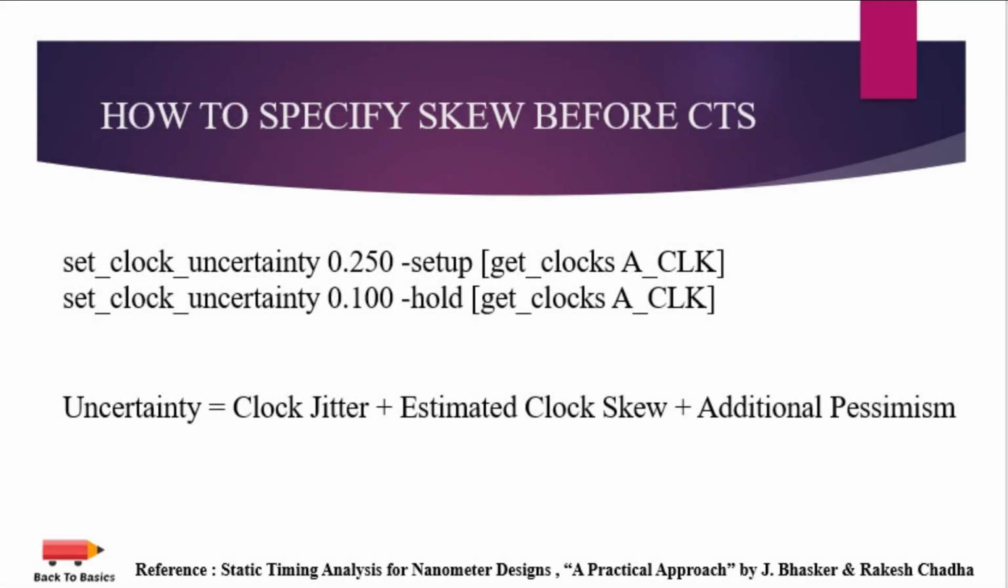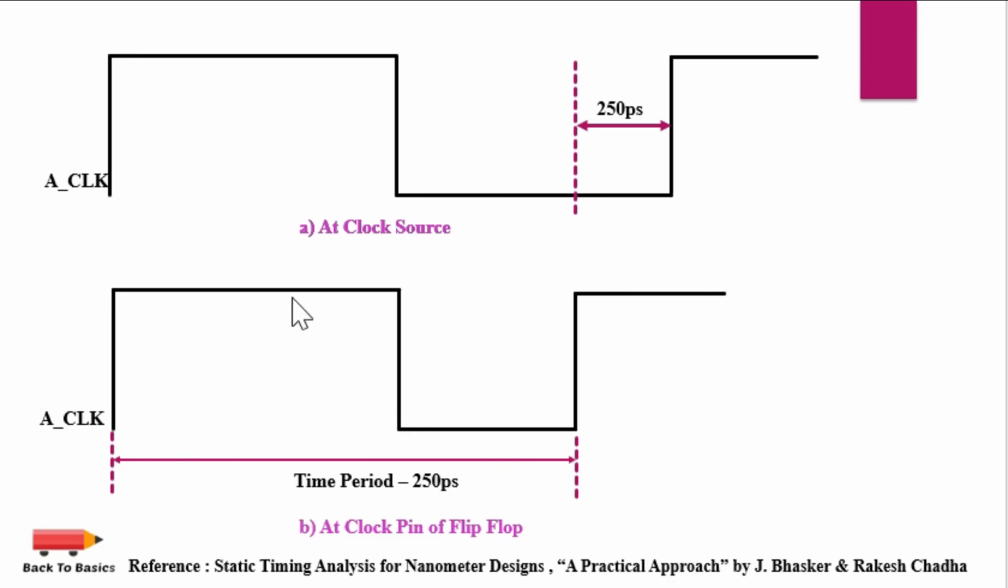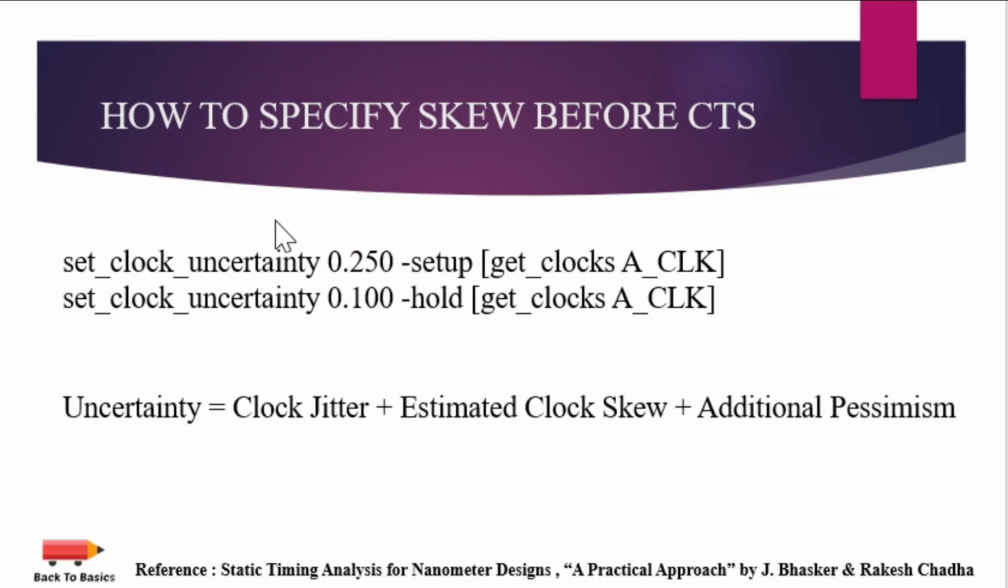So once the clock tree is built, we can easily calculate the skew. But how do we specify the skew before CTS? We can specify the skew before CTS using these uncertainty constraints. The uncertainty value contains the jitter, the skew, and some additional pessimism also. So for example, for this A clock, the setup uncertainty is 250. So what does this mean? It means that the time which was available for the logic to propagate has been reduced by 250 ps. So this is how, using the uncertainty, we can account for some clock skew before the actual CTS is built.